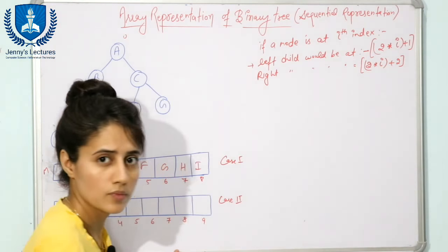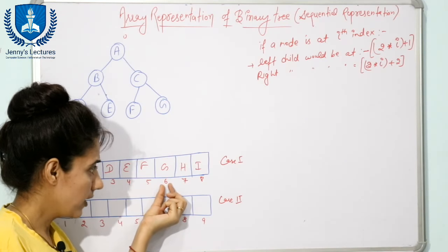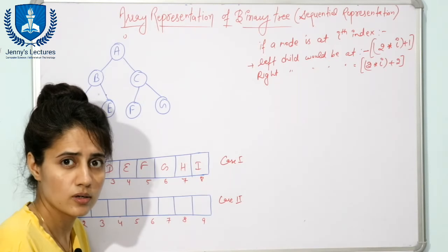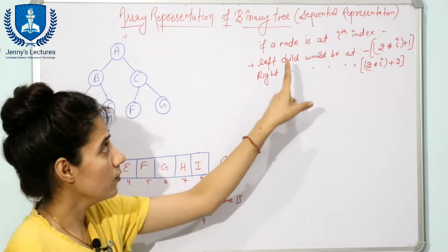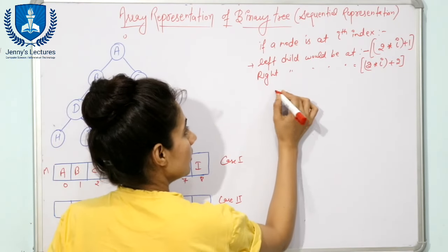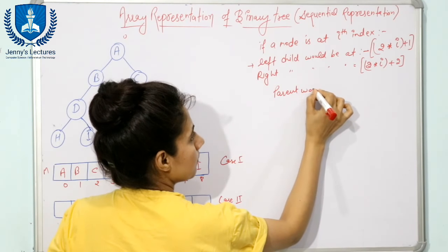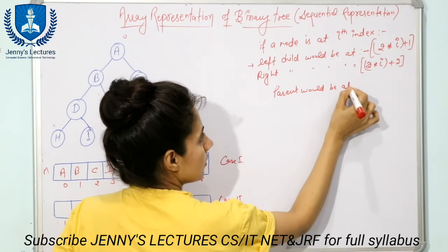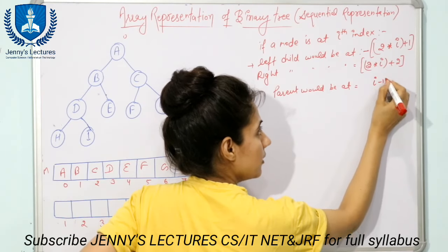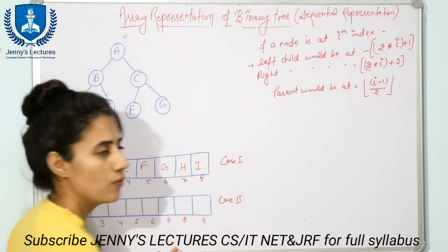And to find the parent, suppose at the ith index, i is 6. I have G and I have to find the parent of this G. Using the formula, you can find the left child and right child. How to find the parent? So the parent would be at location (i minus 1) divided by 2, and we take the floor value.